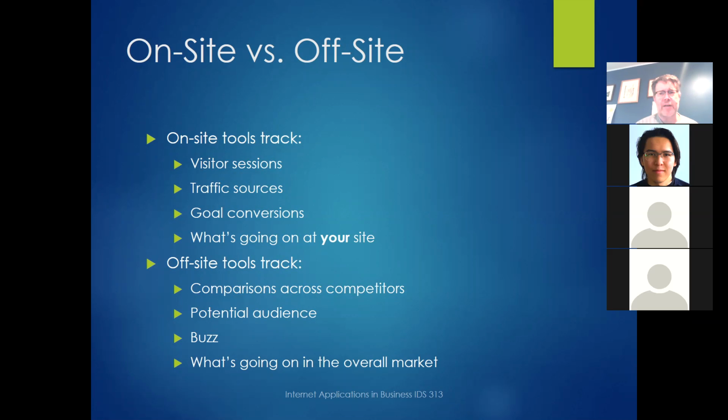Buzz, that's just trends over time. For example, some products will suddenly get a lot of popularity and just as quickly go away. And last, what's going on in the overall market? So overall search traffic levels, prevailing advertising rates, things like that. So on-site tools track the stuff that's going on your website. Off-site tools track, in general, what's going on in the broader universe outside your site.